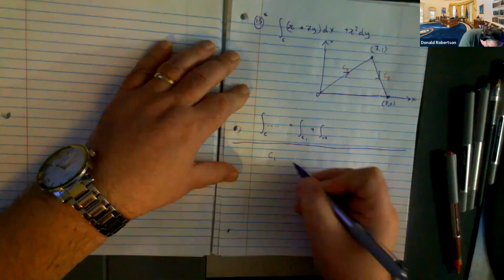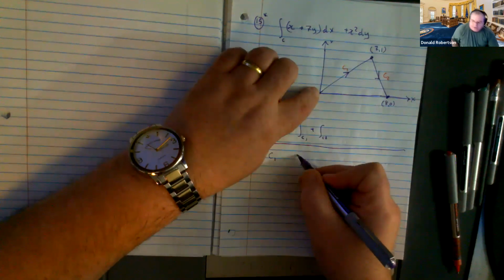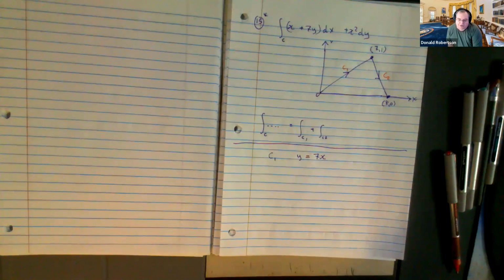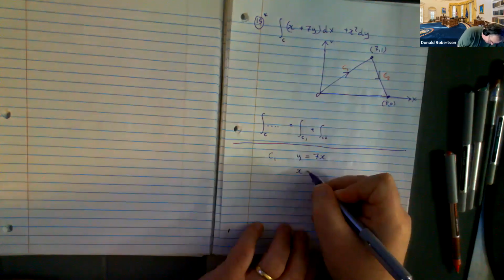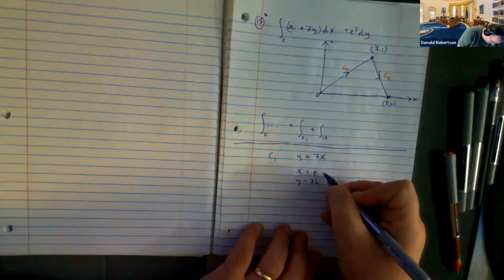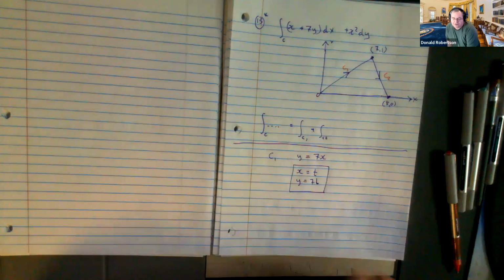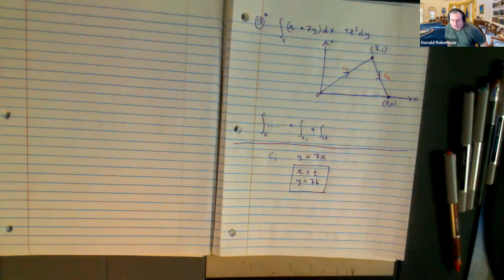Well, it's a straight line from the origin to there, so it's pretty easy to do as Cartesians. But I don't want Cartesians. I need some parametric. Well, there is the easiest way in the world to create a parametric. Would you agree x equals t and y equals 7t does that job?